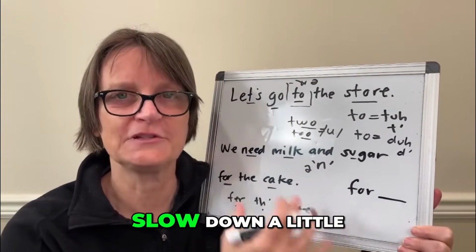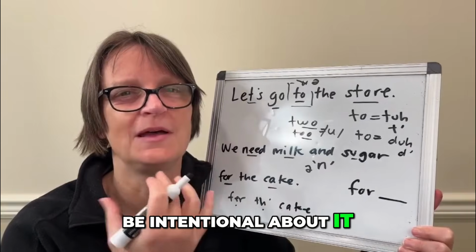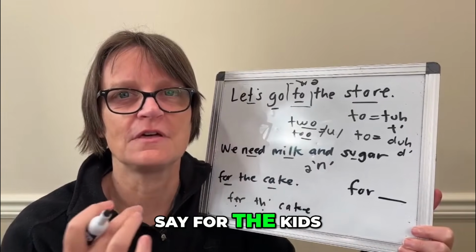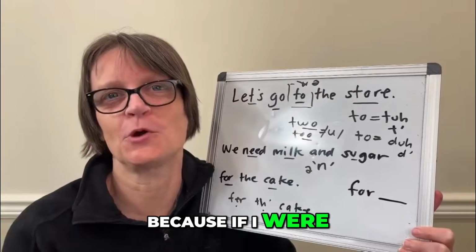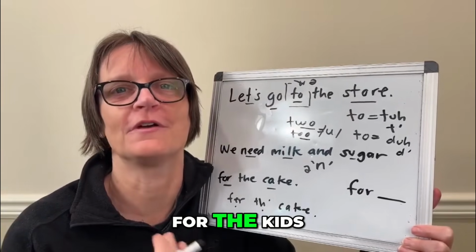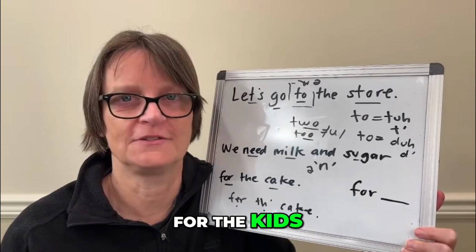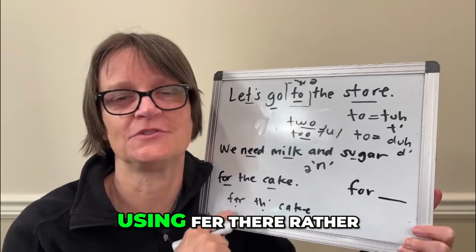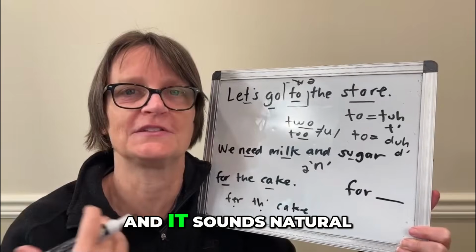You may need to slow down a little bit to feel and change that vowel, be intentional about it. But notice if I say "for the kids," it doesn't sound super normal, because if I were going that slow, I probably would say "for the kids." When I speed it up, "for the kids," you probably didn't even notice that I was using "fer" there rather than "for." It just sounds like a native speaker and it sounds natural.